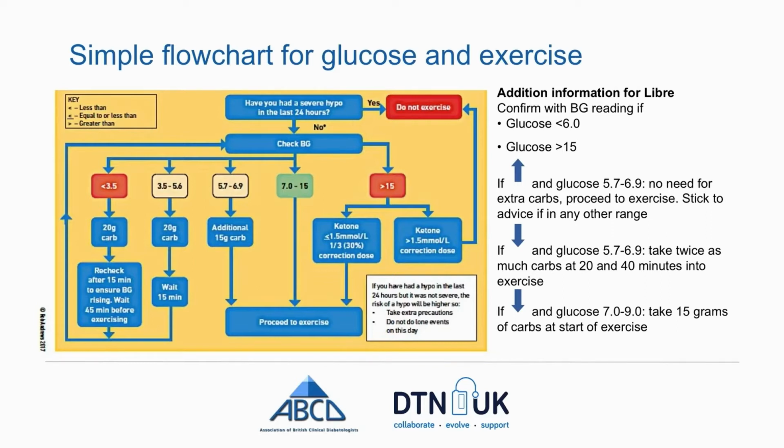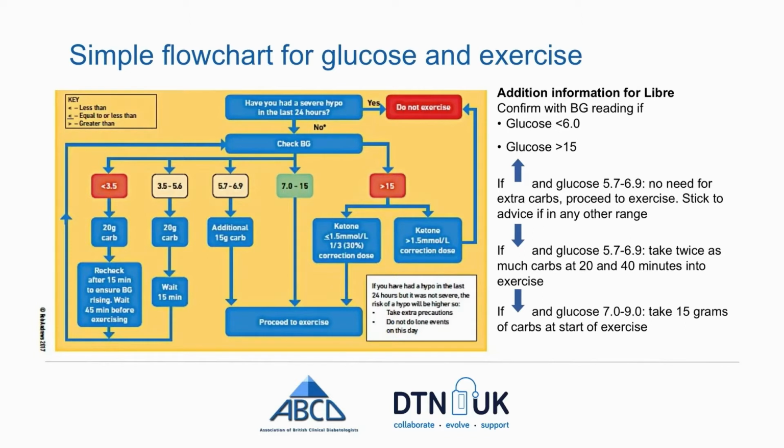So if your blood sugars are less than 6 or more than 15 on your Libre, we would suggest that you go back to the old way of checking your blood sugar, doing a finger prick test just to confirm that it's less than 6 or more than 15, because you're going to have some action. If you're in that range of 5.7 to 6.9, but one of the arrows is up, then that suggests that your blood sugar is going to slightly rise, it's on its way up. So we're saying you don't need to take that extra carb that's in that box. If you're in that same range and the blood sugar is actually falling, then that means that you're at increased risk of going hypo during the event.